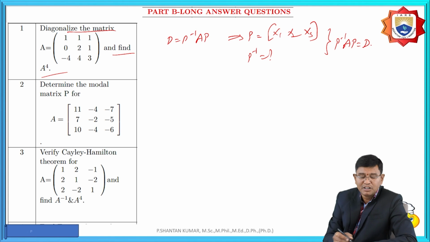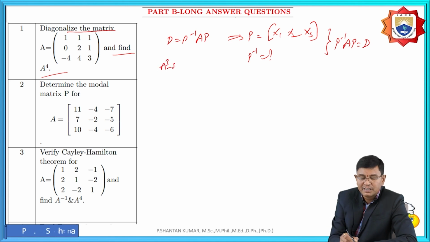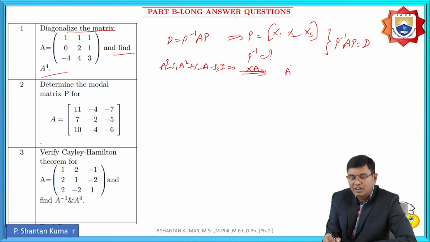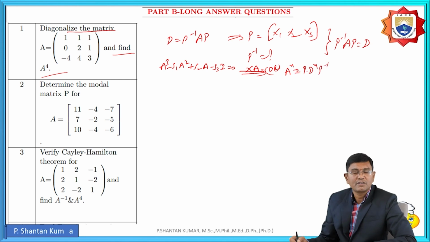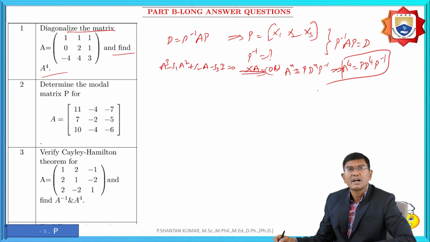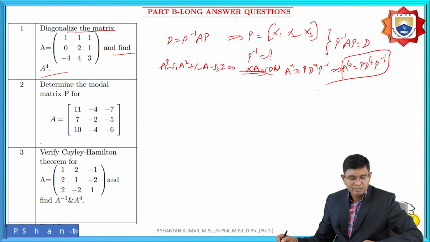A power 4 is obtained from A cubed minus s1 A squared plus s2 A minus s3 I is equal to 0. In this equation, we multiply by A, then we get that. Otherwise, A power n is nothing but P into D power n into P inverse, as we know from the formula. Here, A power 4 is P into D power 4 into P inverse. We find the solutions.